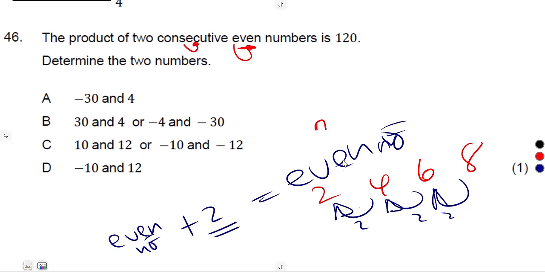So we are given 2 consecutive even numbers that we do not know. So let the first one be n. And the second one will be what? n plus 2. Even number plus 2. So if the first even number is n, therefore the second one is going to be n plus 2.